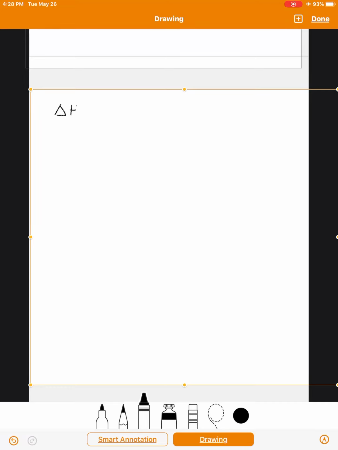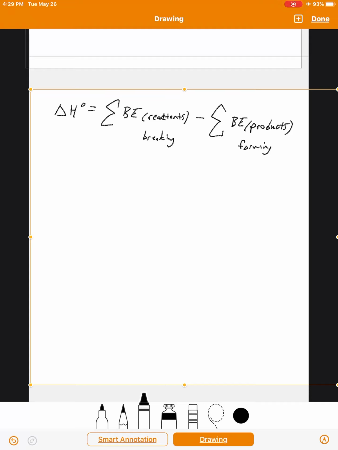Delta H equals, under standard conditions, the sum of the bond enthalpies of the reactants minus the sum of the bond enthalpies of the products. Okay? So in other words, we're breaking bonds for the reactants and forming bonds for the products. So that allows us to use all the values in that table.